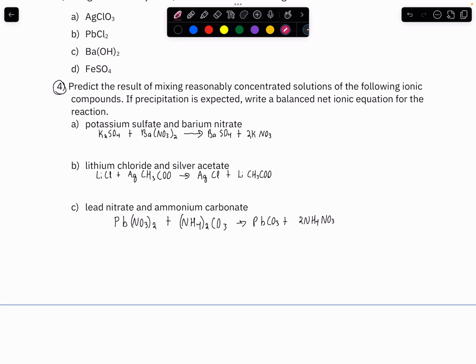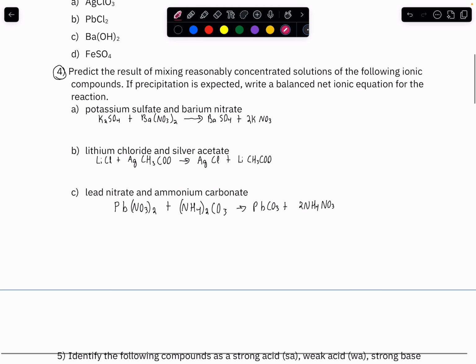Question 4. Predict the result of mixing reasonably concentrated solutions of the following ionic compounds. If precipitation is expected, write a balanced net ionic equation for the reaction. So what I did was I went ahead and wrote down the potassium sulfate and barium nitrate, the lithium chloride and silver acetate, and the lead nitrate and ammonium carbonate reactions.